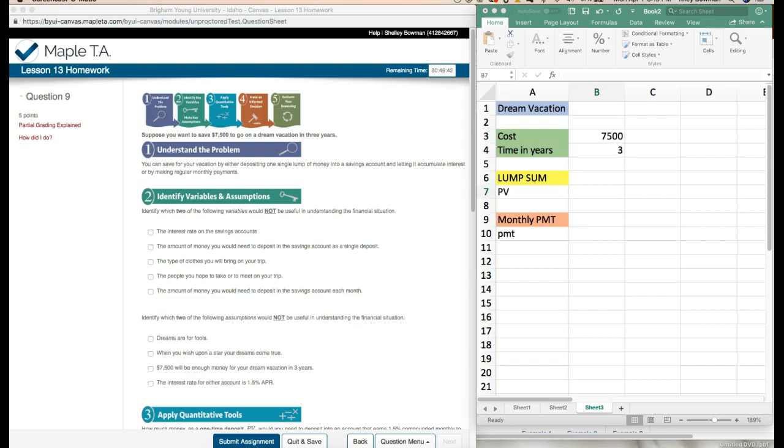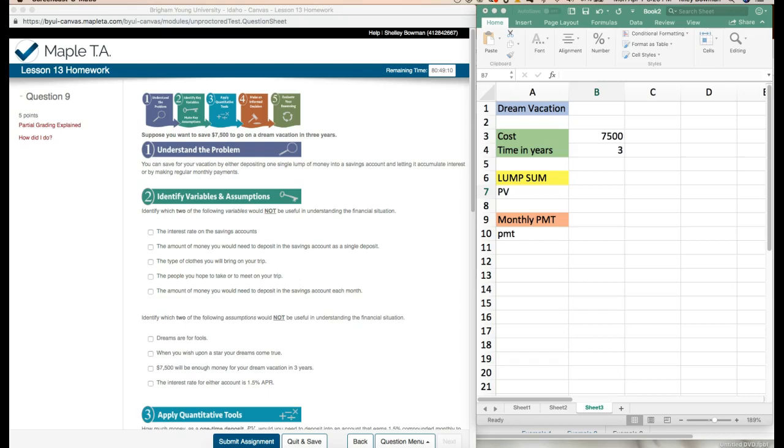Step 2, identifying variables and assumptions. Identify which two of the following variables would not be useful in understanding the financial situation. The first one says the interest rate on the savings account, so that sounds very important. The next one, the amount of money you would need to deposit in the savings account as a single deposit, that also sounds very important. The next one, the type of clothes you will bring on your trip, also important, but not in the savings part, so I'm going to skip that one.